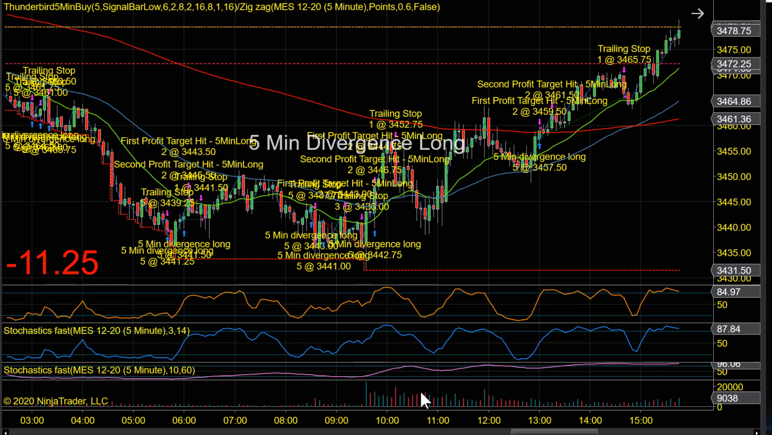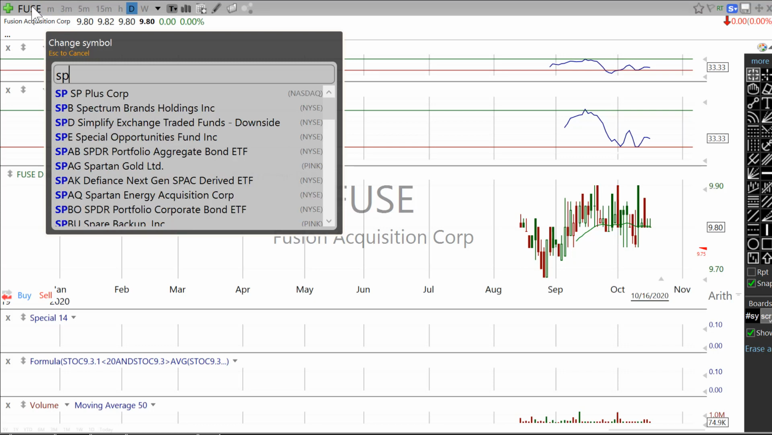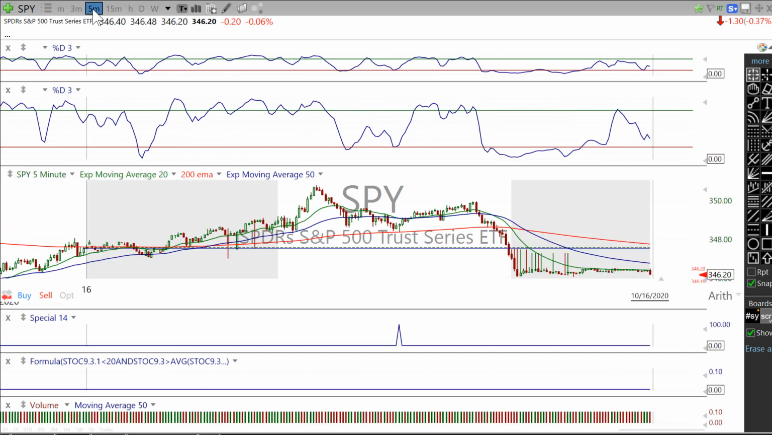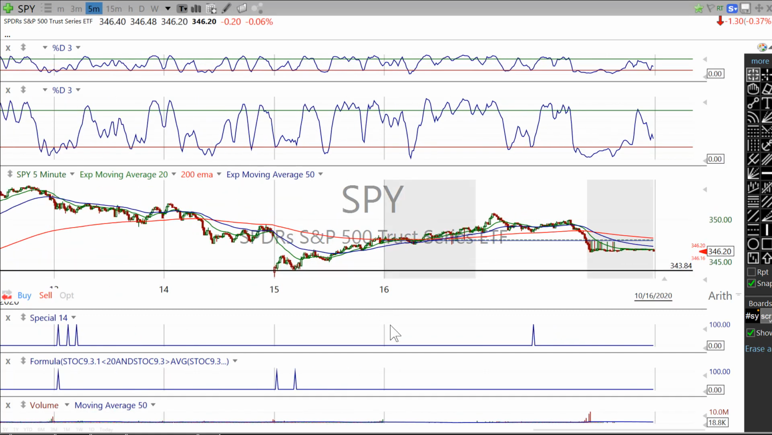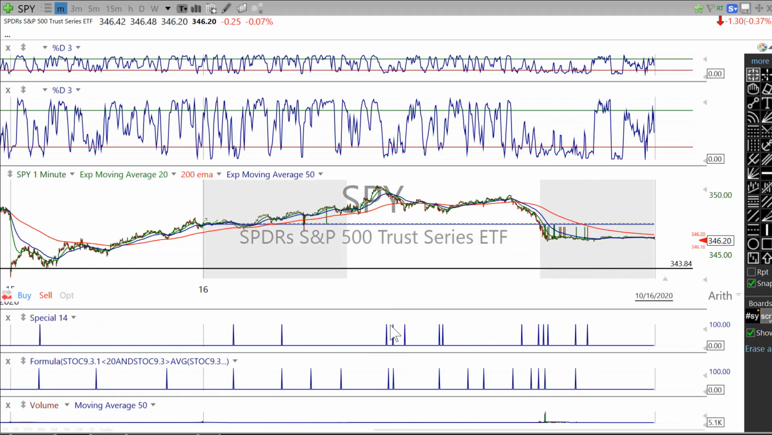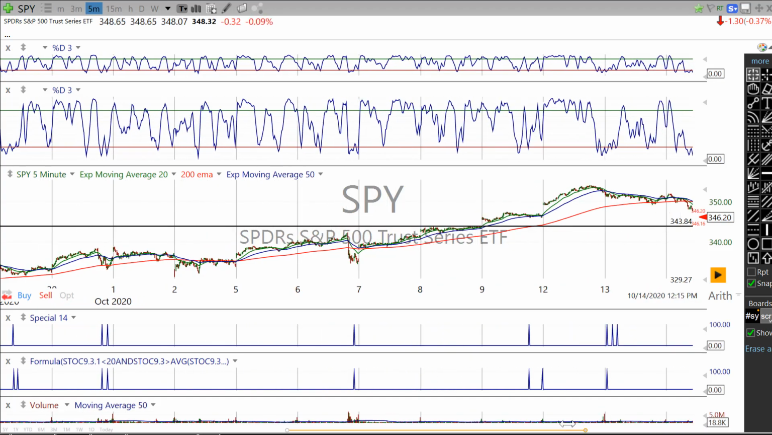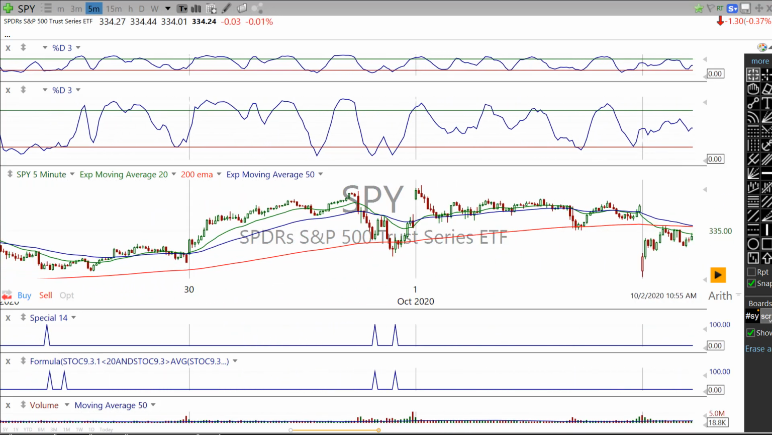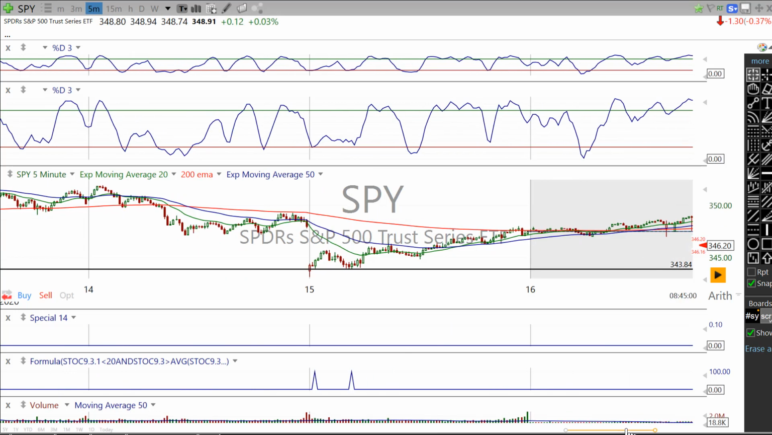And again, I want to just show you that. So we're going to go to 9:30 yesterday on another chart here. That's FUSE, that's a SPAC. Let's take a look at the SPY actually, because that's what we're going to deal with. And the 15th right here. Where is it? All right, so here was the 15th.